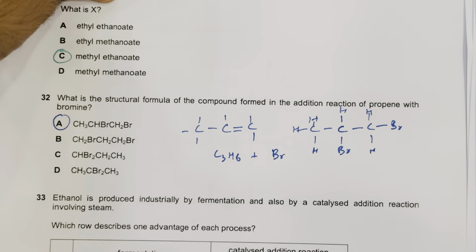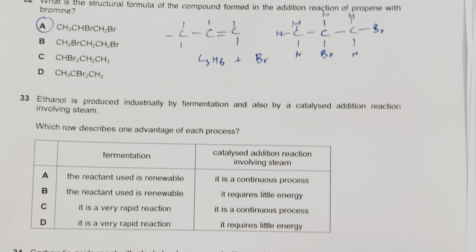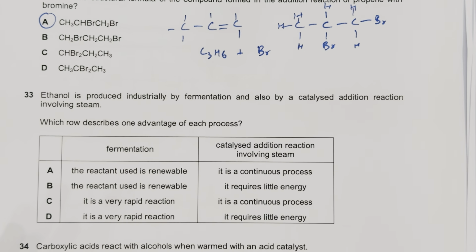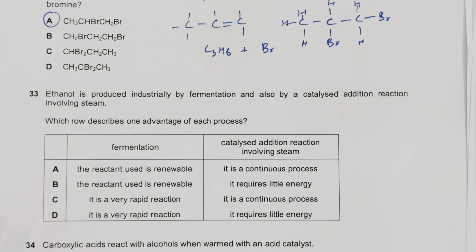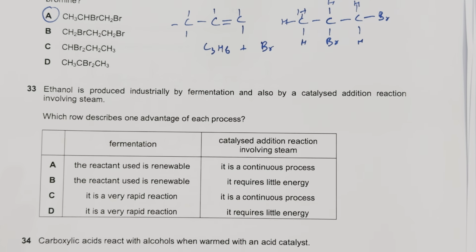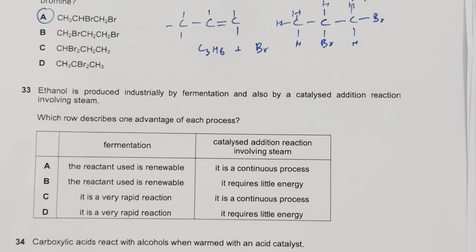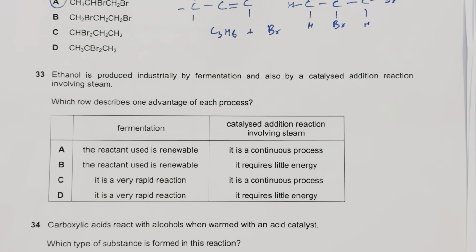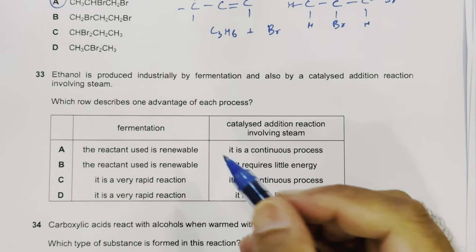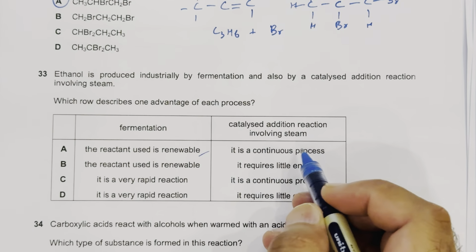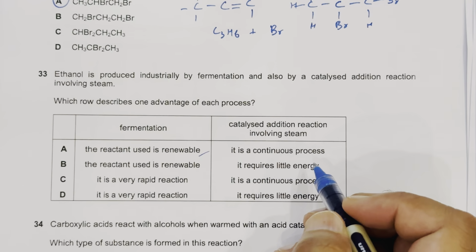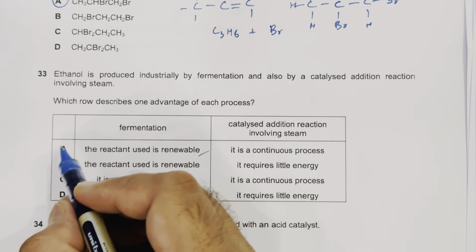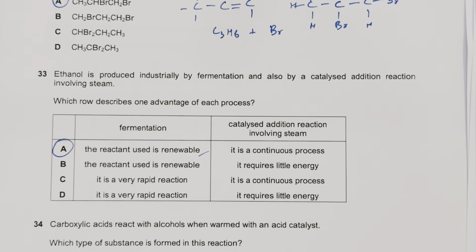Moving to question number 33. Ethanol is produced industrially by fermentation and also by a catalyzed addition reaction involving steam. Which row describes one advantage of each process? Okay, the fermentation is renewable. Yes, this is the right option. And the catalyzed reaction involving steam is a continuous process. Yes, it is a continuous process. So option number A is the correct option.